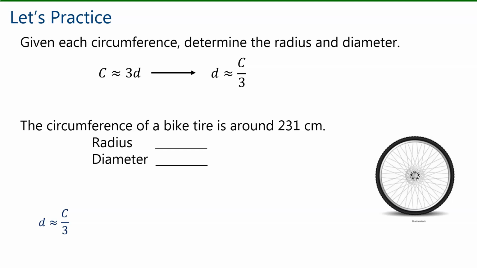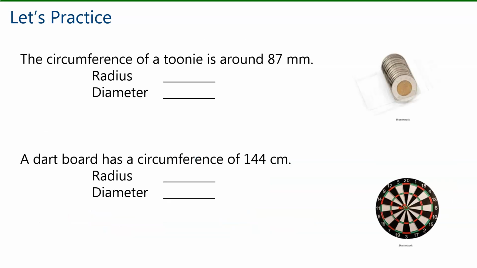So if I want to figure out what the diameter is, I'll take the circumference, 231, and divide that by 3. So on my calculator, I got 77 centimeters for the diameter. Now to calculate the radius, we've got to remember that the radius is the diameter divided by 2. So 77 divided by 2 gives me 38.5 centimeters.